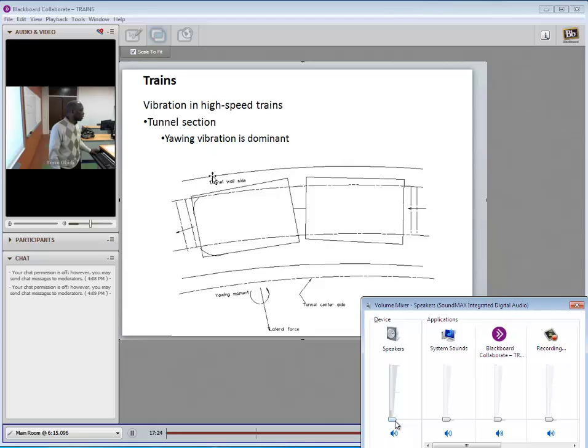This will be the tunnel walls. This is one wall of the tunnel. This is the center. Okay, so we've just drawn half the entire tunnel. The entire tunnel will be twice this width. So this is this train going this way. It's got a tunnel wall there.